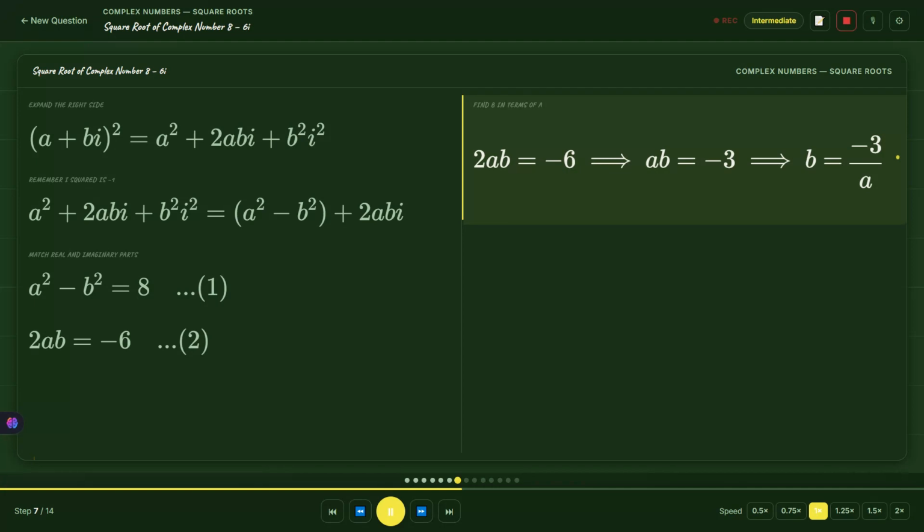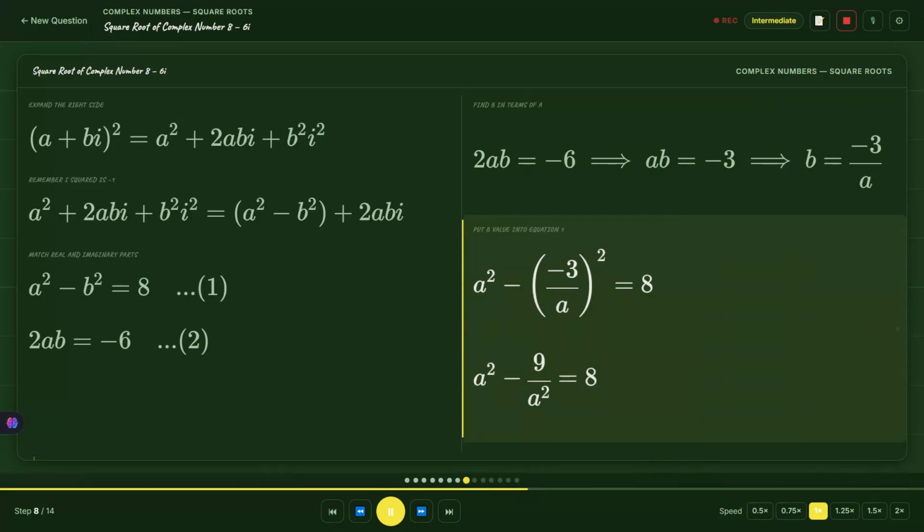Let's make equation 2 simpler. Split both sides into two equal parts, so a times b equals minus 3. That means b is just minus 3 split by a. Now we can put this into the other equation.